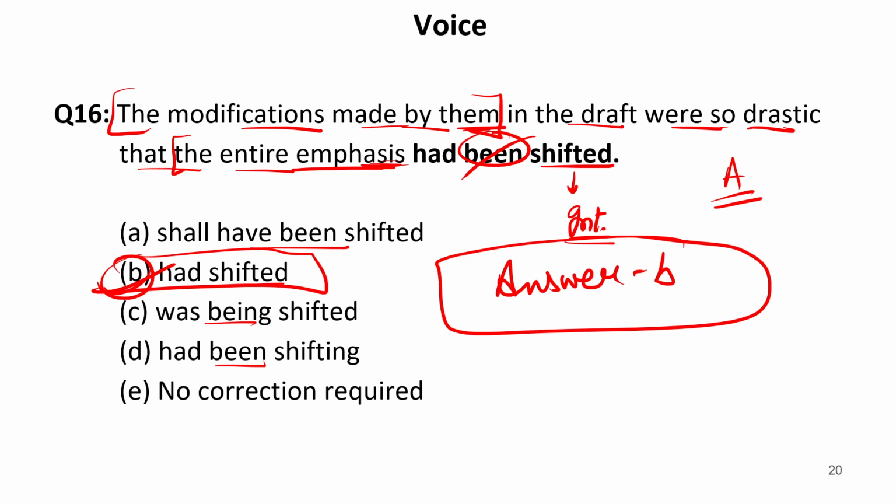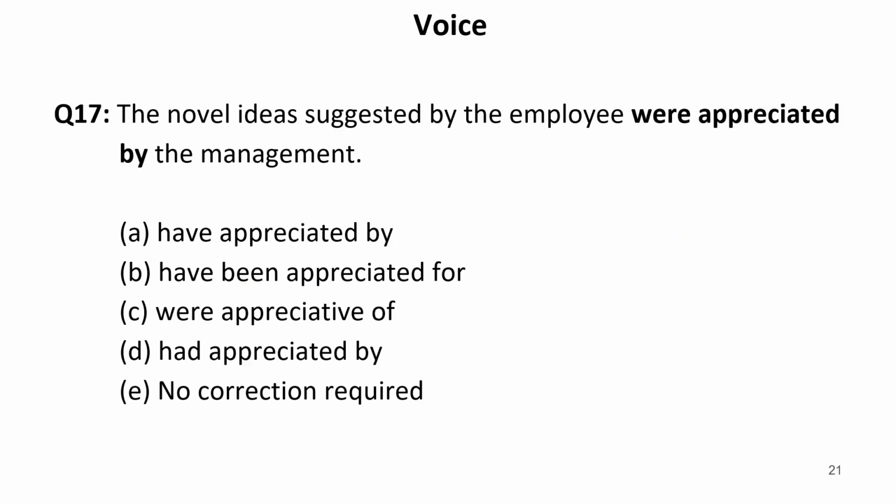Now let us move to the next one. The novel ideas suggested by the employee were appreciated by the management. So here, the novel ideas suggested by the employee, this part is in passive voice. Were appreciated. What? Novel ideas. Were refers to past. And of course, if the sentence is in passive voice, it is written were appreciated by the management. Because by is given, it means the sentence is in passive voice.